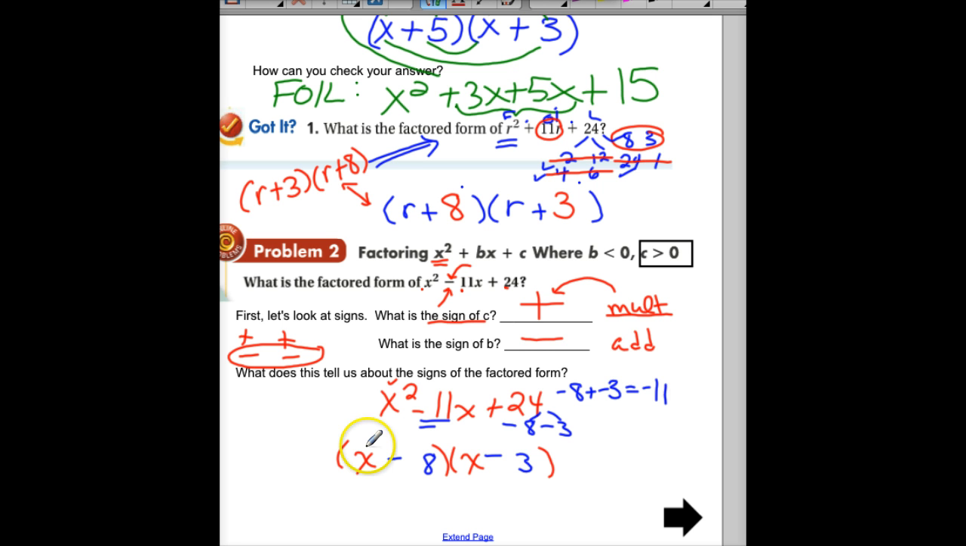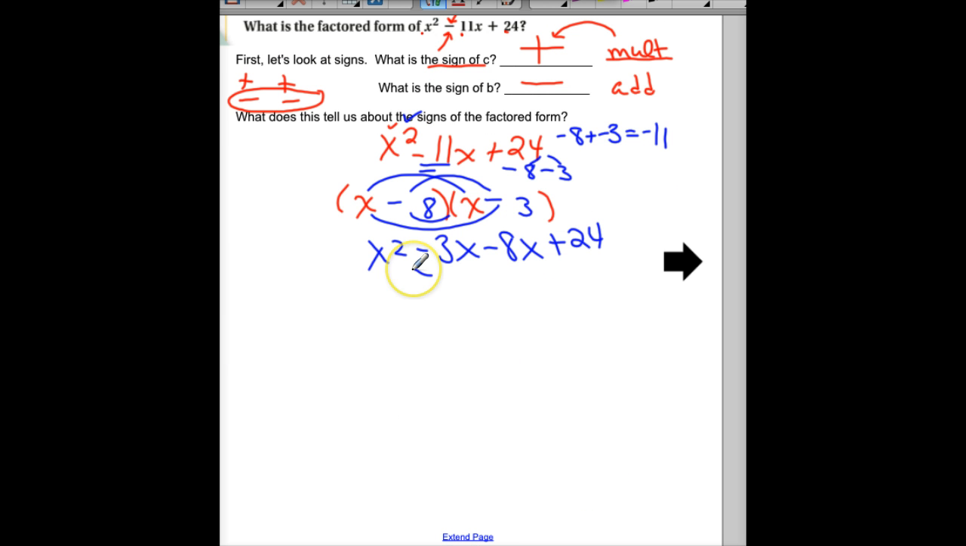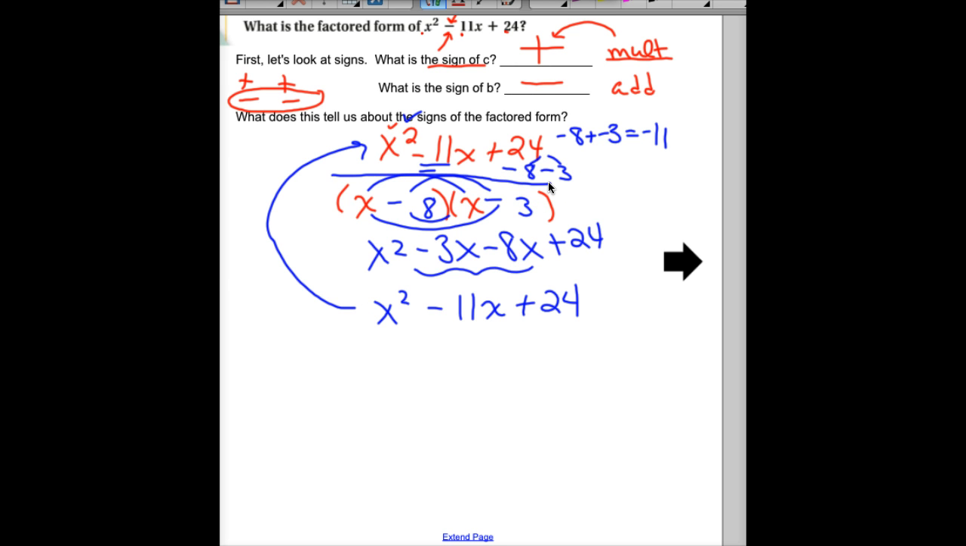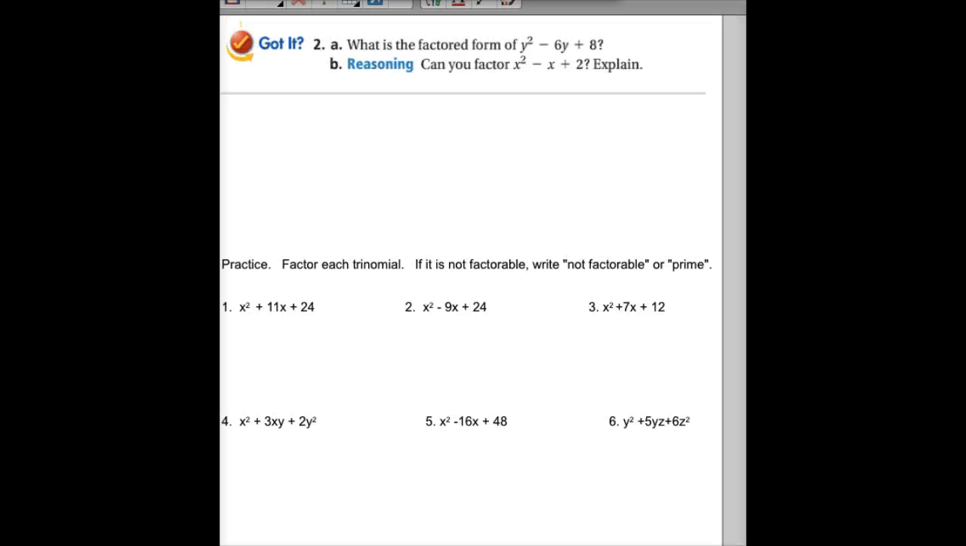Now, how could I check it? Firsts, x squared, score. Outside minus 3, inside down 8, and my lasts, a negative times a negative is a positive. And you'll notice that when I combine these, I take negative 3 x's and drop it 8 more, I'm at minus 11x. I must have factored it correctly. So this right here is called the factored form. I've broken one problem into a multiplication problem. So let's take a look.